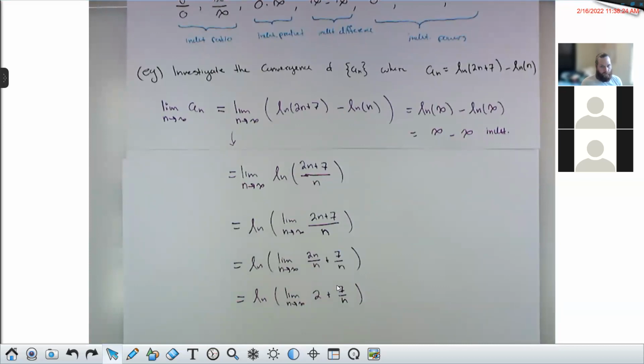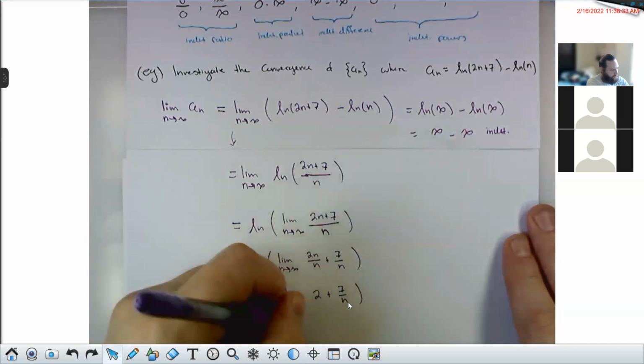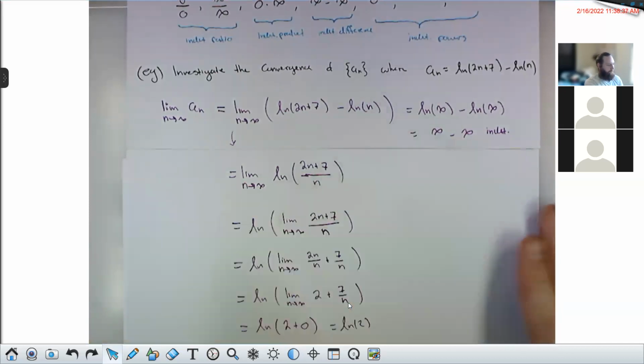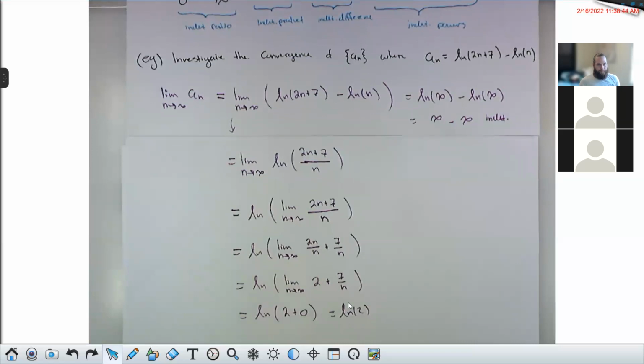And of course, 7 over n goes to 0 as n goes to infinity. 7 over infinity, that is 0. So this would be the natural log of 2 plus 0, or just the natural log of 2. If you want to, you can leave the limit outside the log. You don't need to actually write it coming inside, but that's the logic, right? And that it is a valid step.